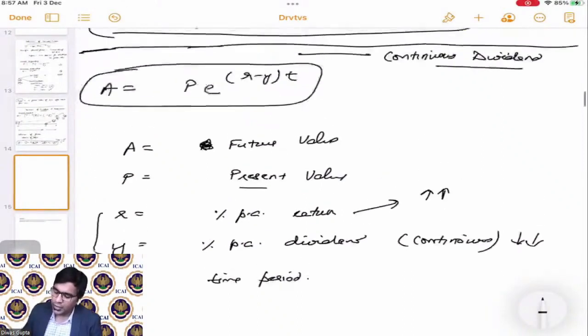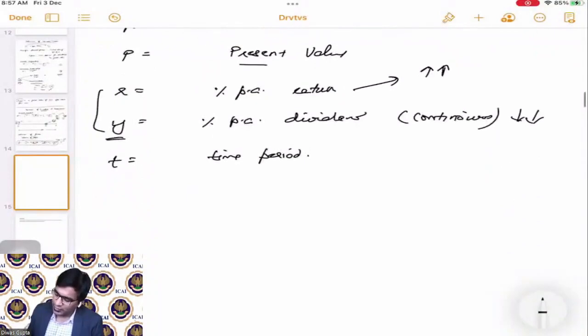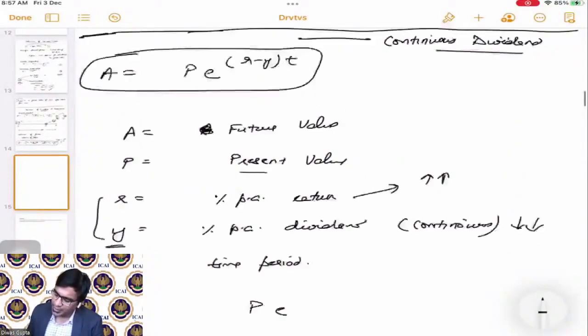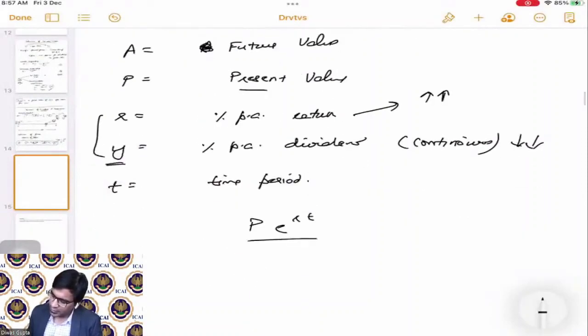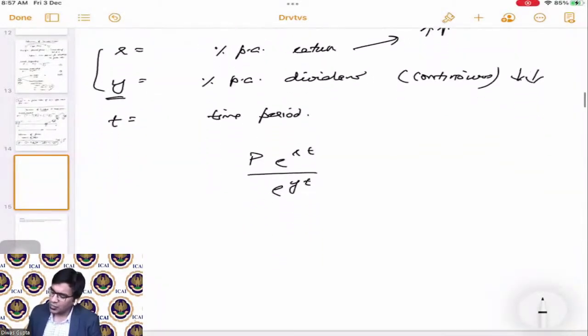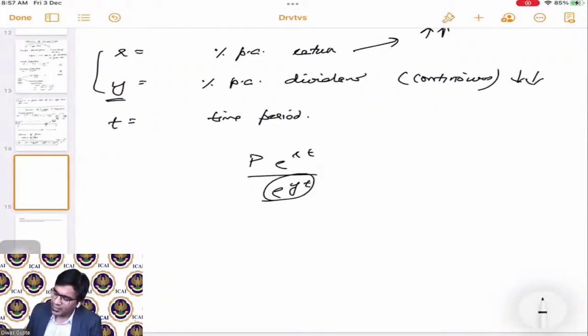Although there is a logic to it. See, we can rewrite this formula as P E raised to the power RT divided by E raised to the power YT. See, in this, what we are trying to do is take the present value of the dividend, because then only it will become P E raised to the power (R minus Y) T.